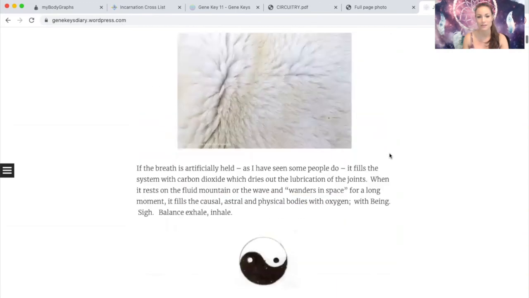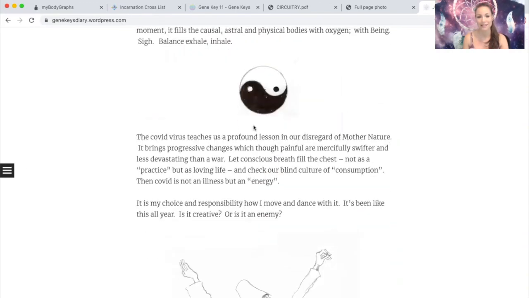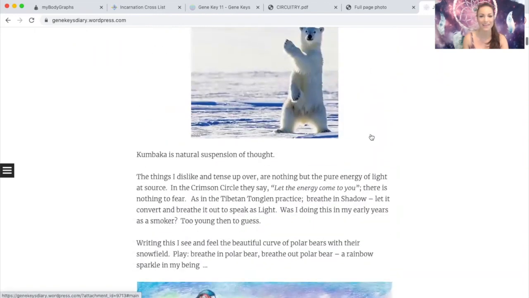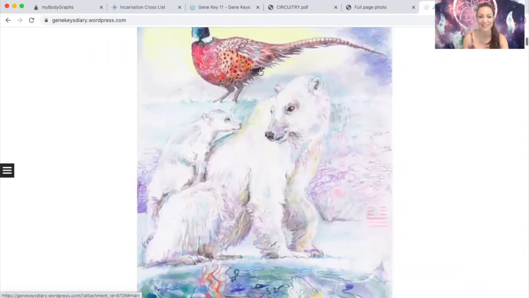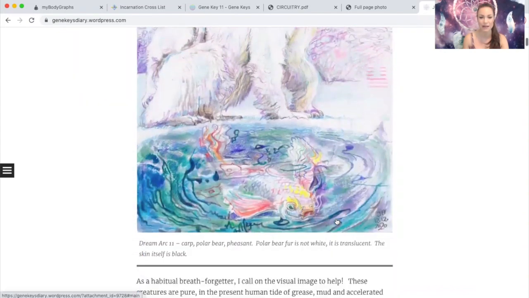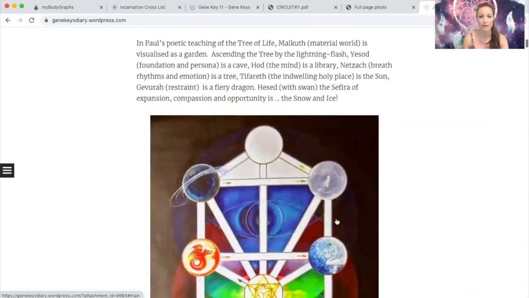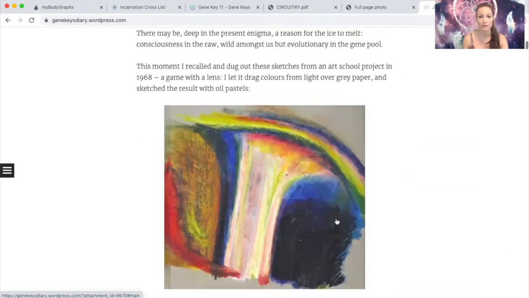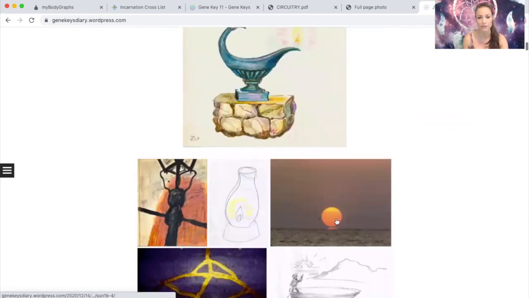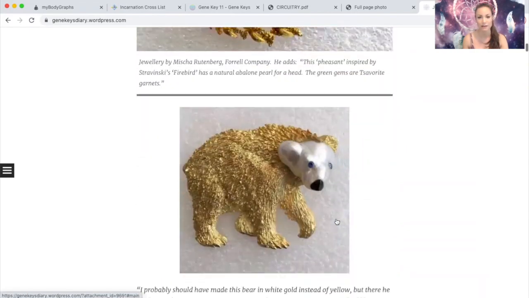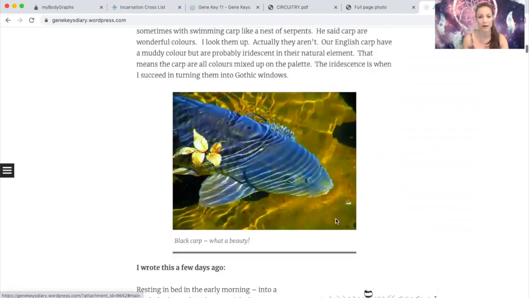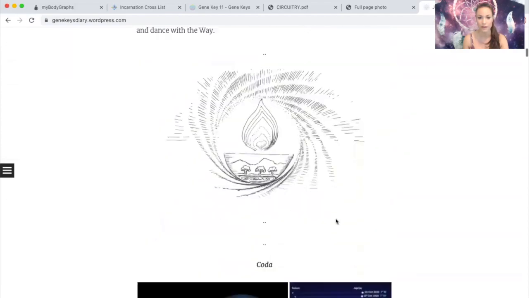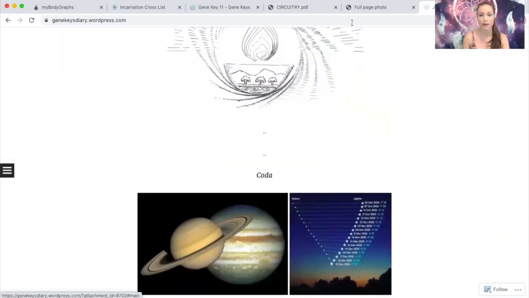So yeah, I'm just scrolling so you can see it. Here you have light and dark. It's similar to the art that we're using. Even more polar bears. Here we have the three animals. And here we have, well, the tree of life. This is also beautiful. It's really, really rich. We even include some of the art on the bottom of our transits.